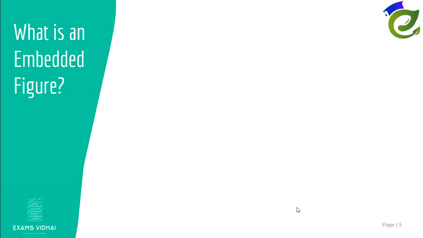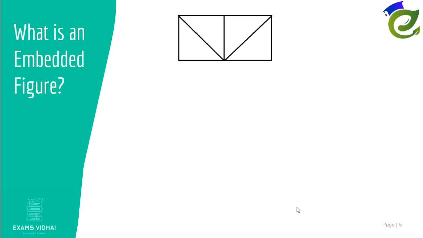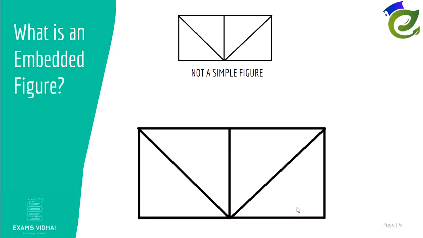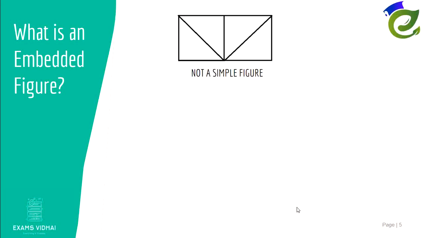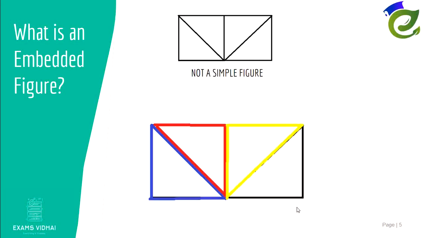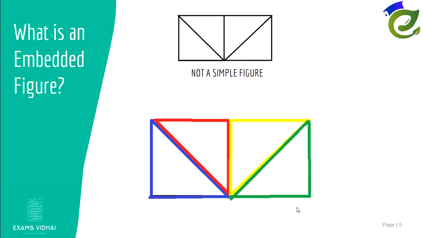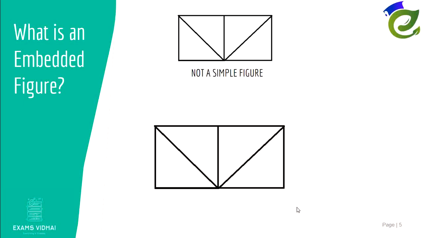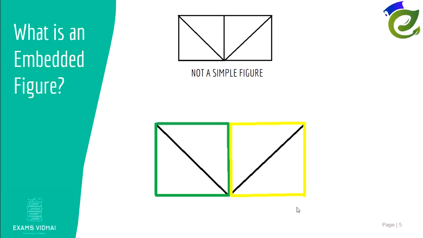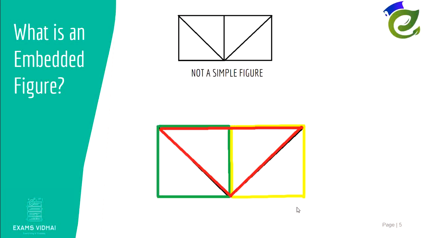Now, let us take an example. Look at the following diagram. Is it a simple figure? Well, no. This is not a simple figure. If you can see, this figure can be represented as a combination of 1, 2, 3, 4 right angle triangles to be precise. Or you can also represent this figure as a combination of 1, 2 squares and a triangle.